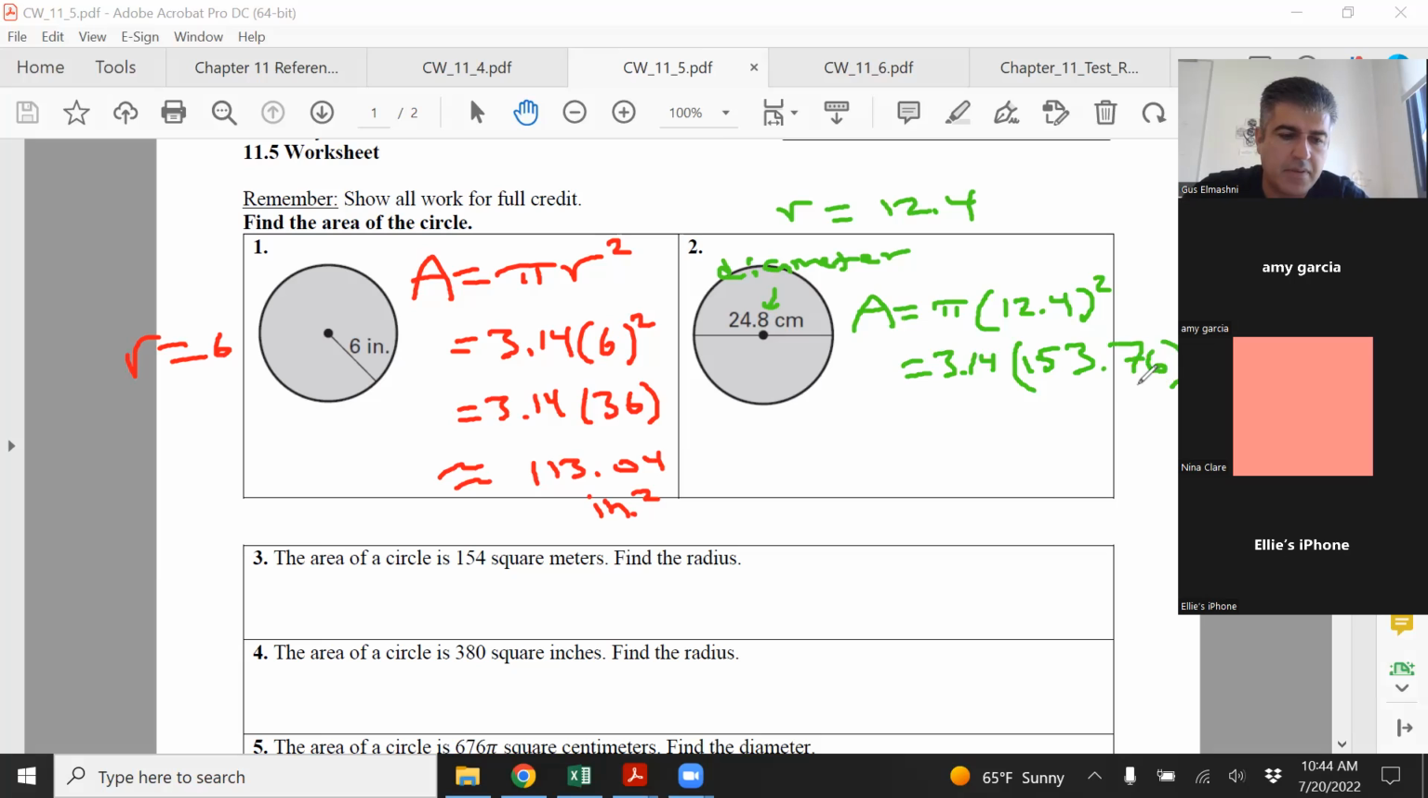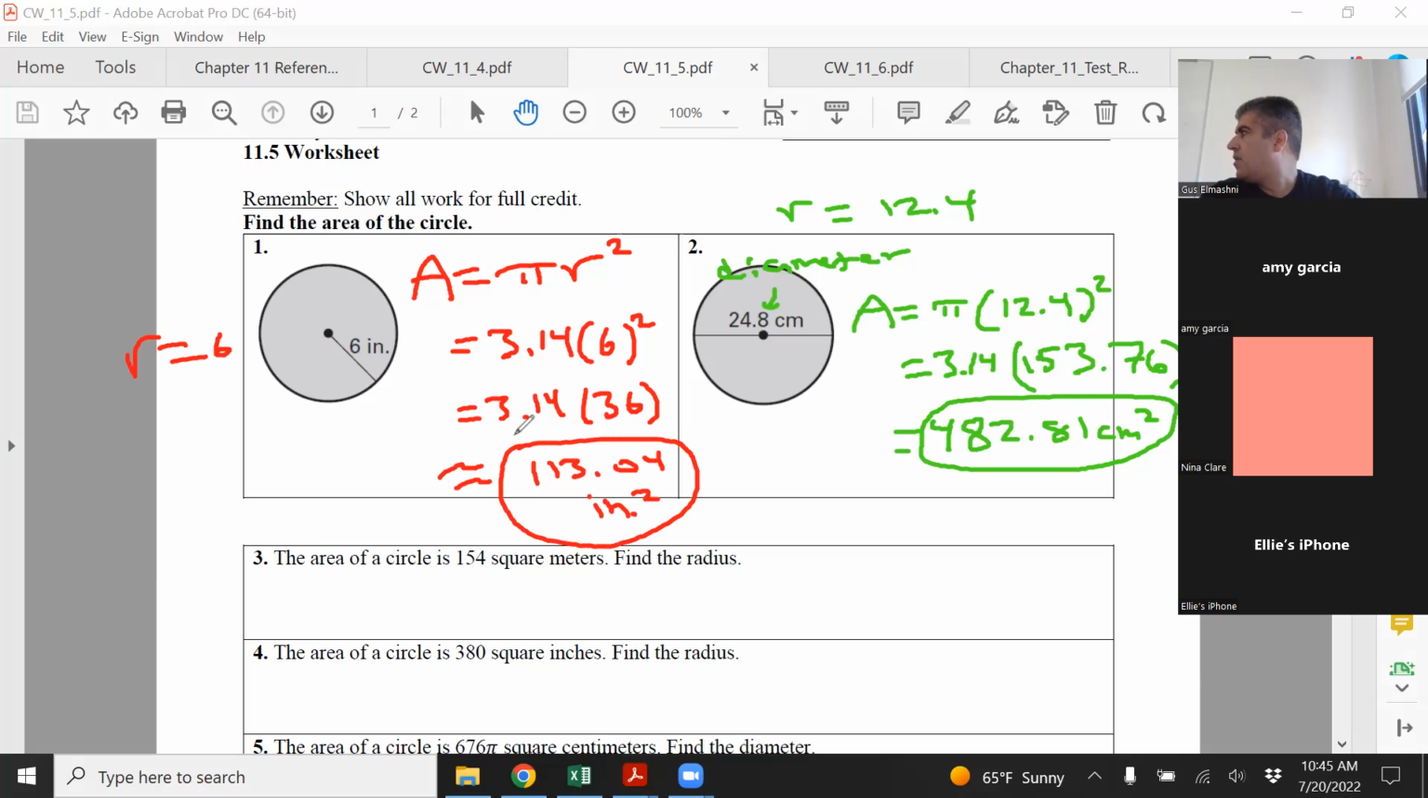153.76. And that's it. 482.81 square centimeters. Hopefully we're okay at that. No questions? Okay, I'll leave this up.